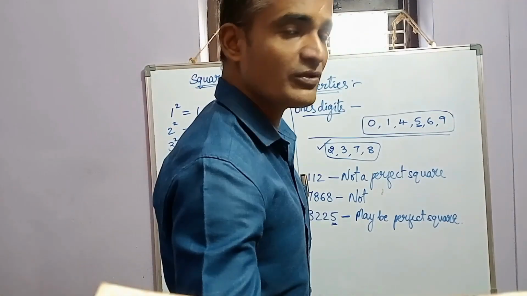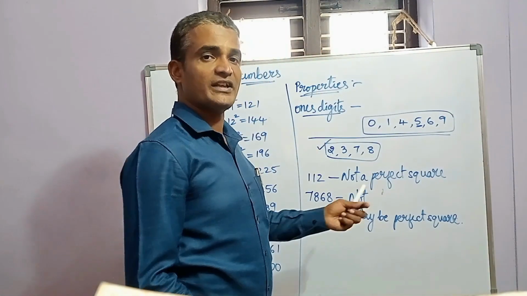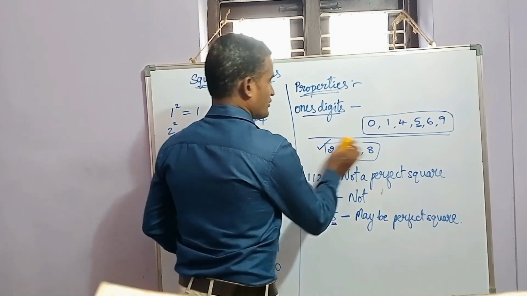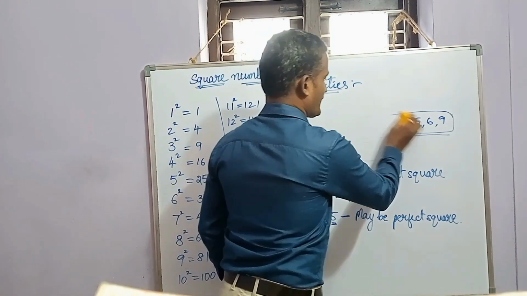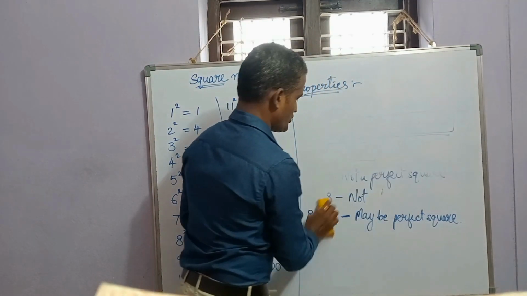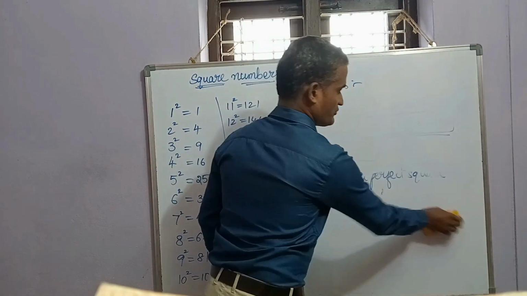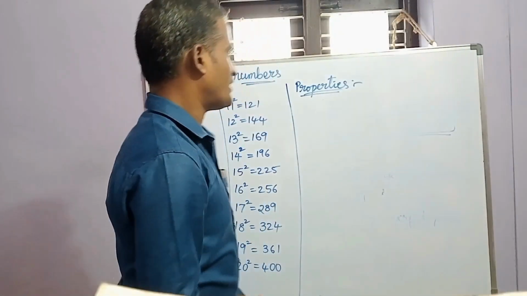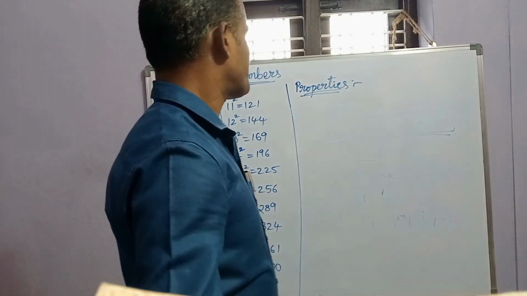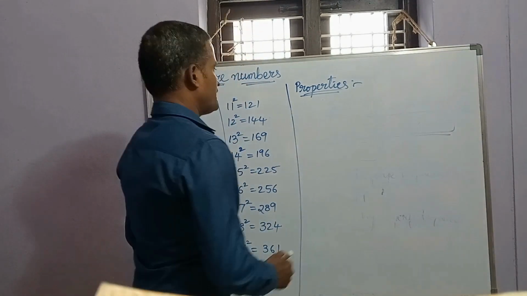If you want to say surely whether it is a perfect square or not, you have to use other processes, like the prime factorization method and other methods. You should go for the method and confirm it. Now we'll go for one more property, about odd numbers.